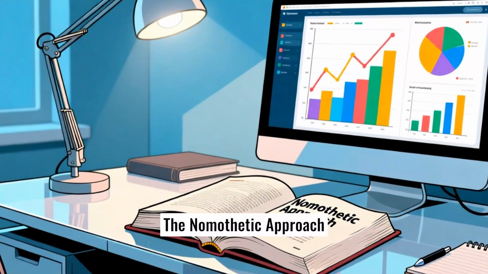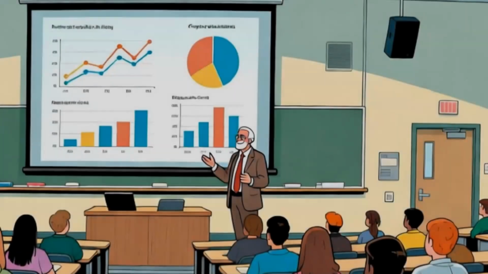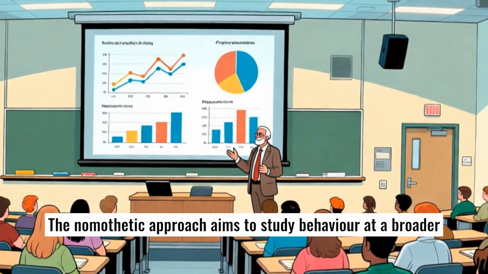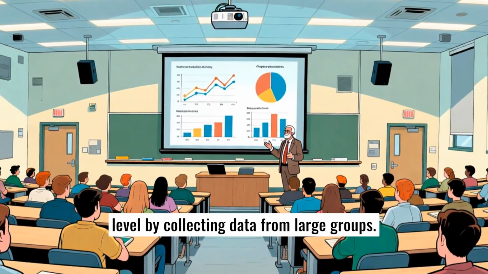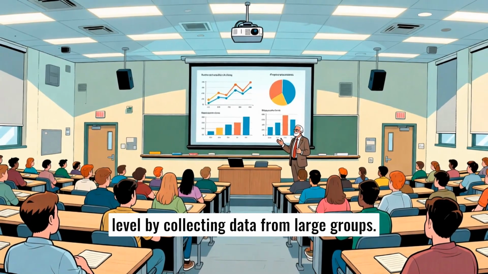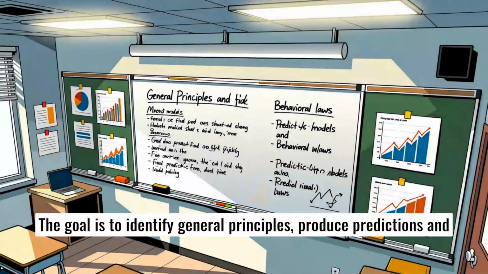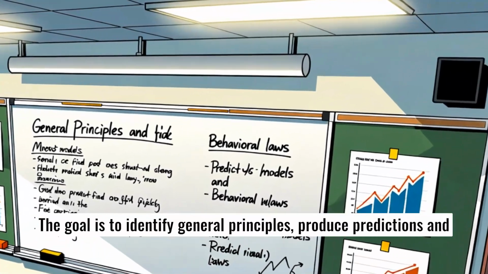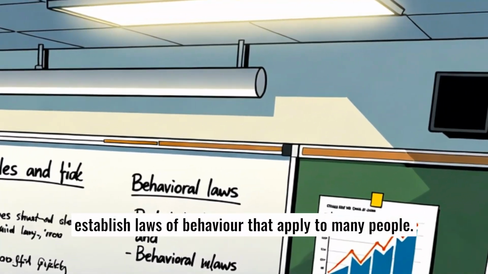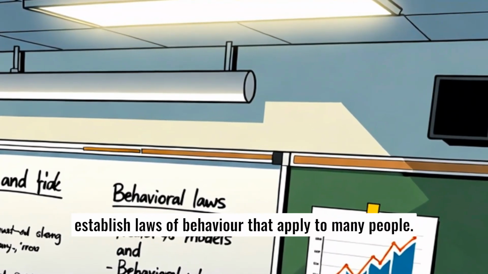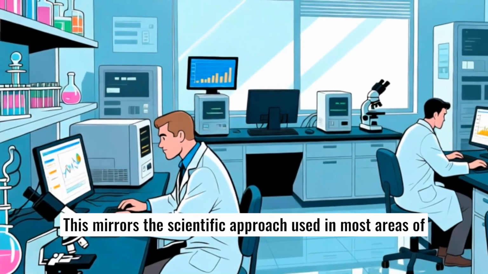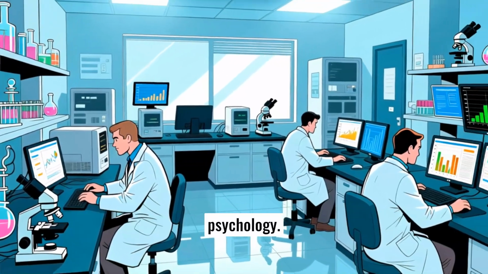The nomothetic approach. The nomothetic approach aims to study behavior at a broader level by collecting data from large groups. The goal is to identify general principles, produce predictions, and establish laws of behavior that apply to many people. This mirrors the scientific approach used in most areas of psychology.